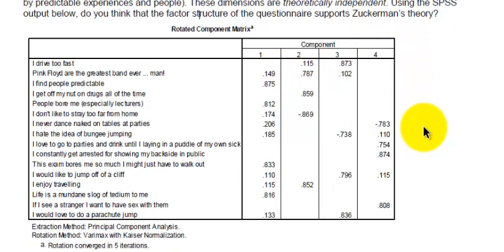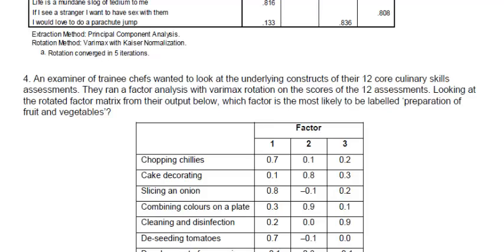But what you should do is take those questions that are loading up under each of the components and run a separate factor analysis reliability on them and check that Cronbach's alpha. If it's greater than 0.7, you can leave them alone. Okay, but that's that one. All right, scrolling to the next one.